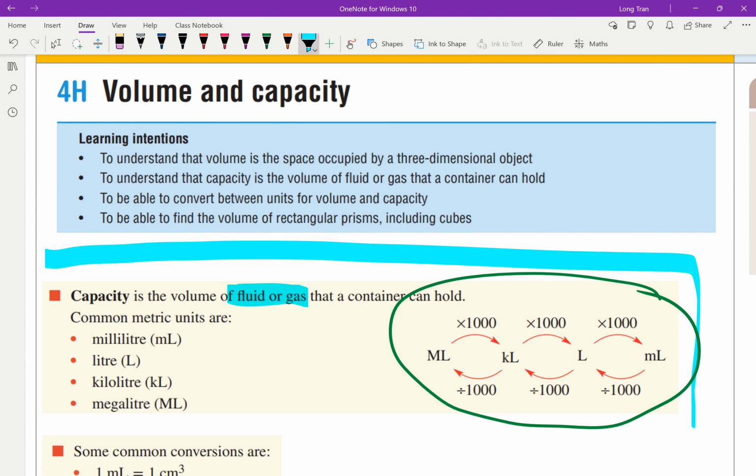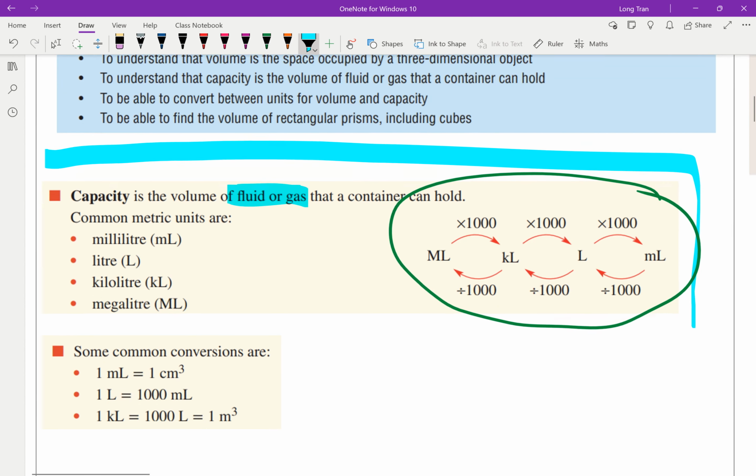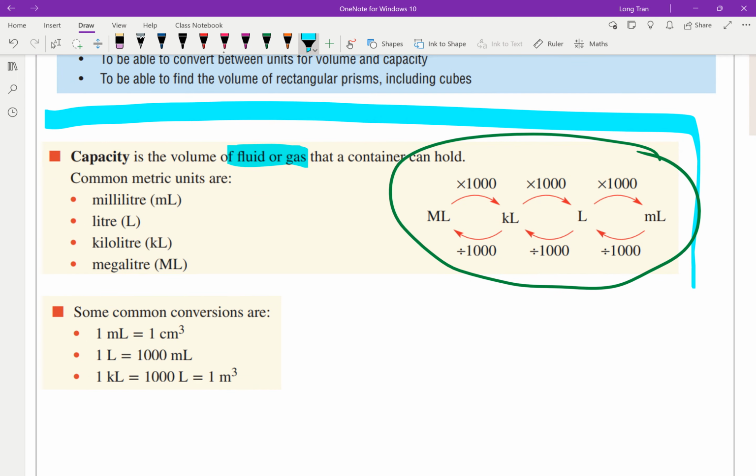So you're used to seeing something like, I'm just going to move it up. You're used to seeing km. So I'm going to write here km, meters, centimeters, and then millimeters. That's what you're used to seeing. This one specifically does with fluid or gas, and I want you to copy this down so that we can work on the next question.